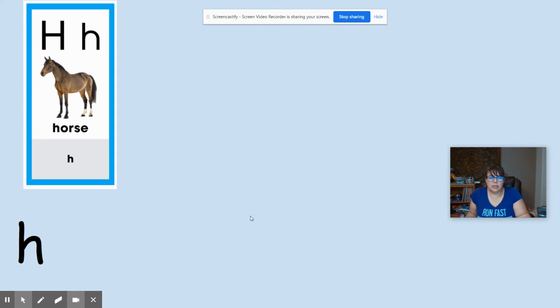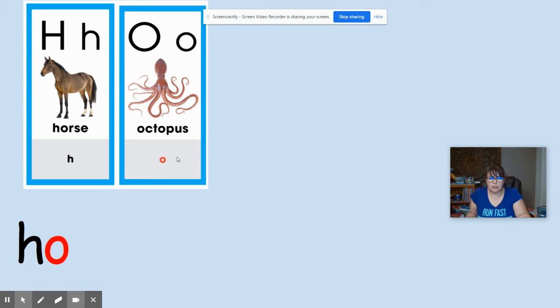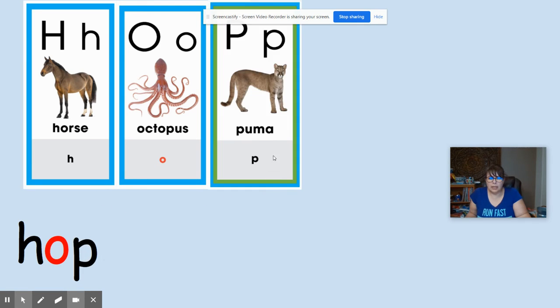Okay, we have the H like in horse, aw like in octopus, P like in puma, and the word is hop. Now, hop has one syllable. Aw is a short vowel, and it ends with one consonant. So now we're adding the past tense, which is ed.